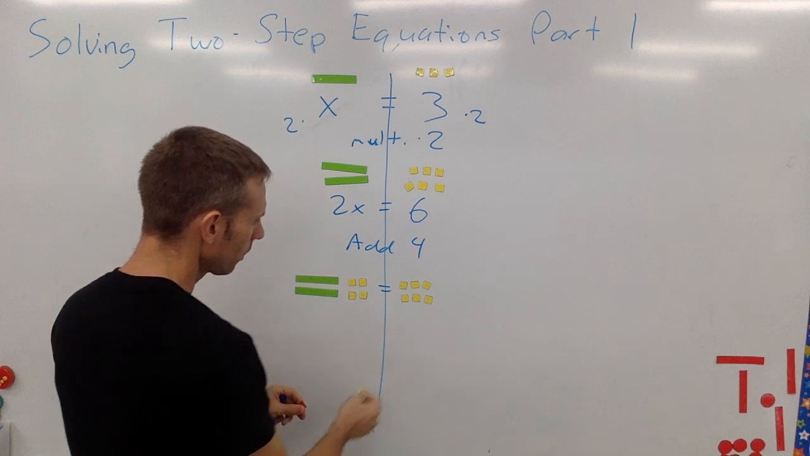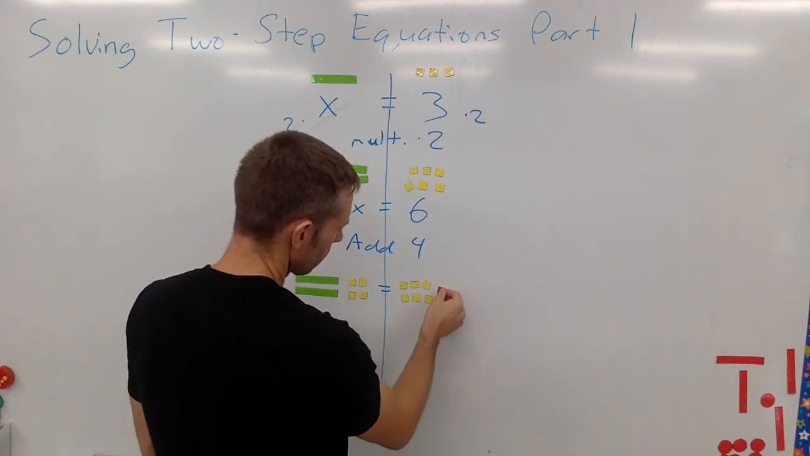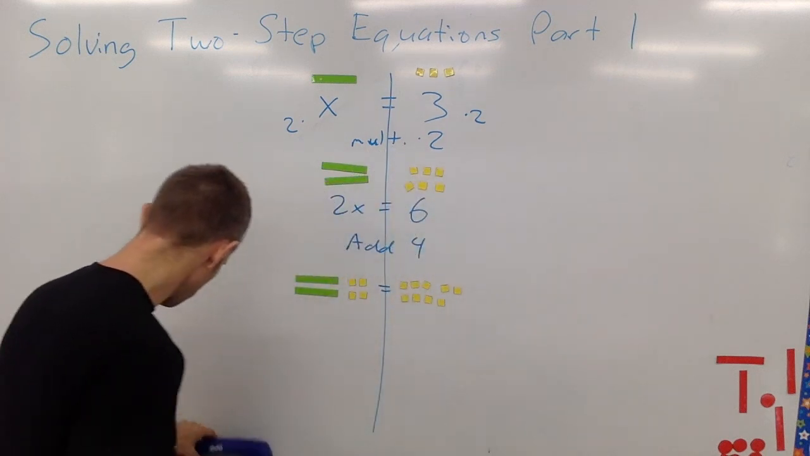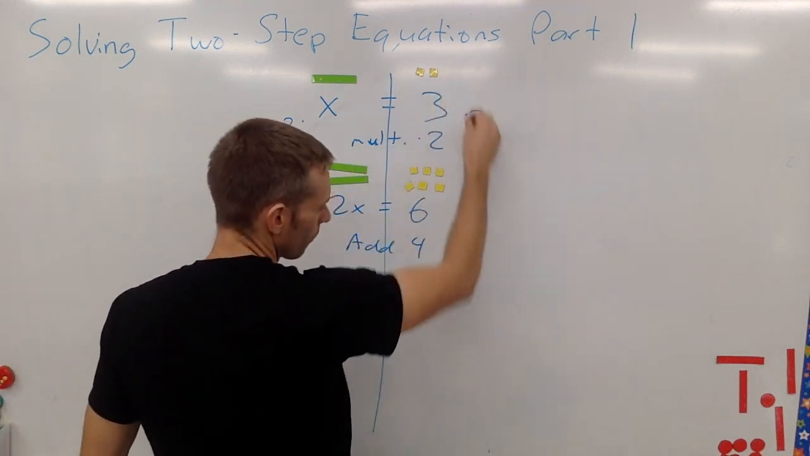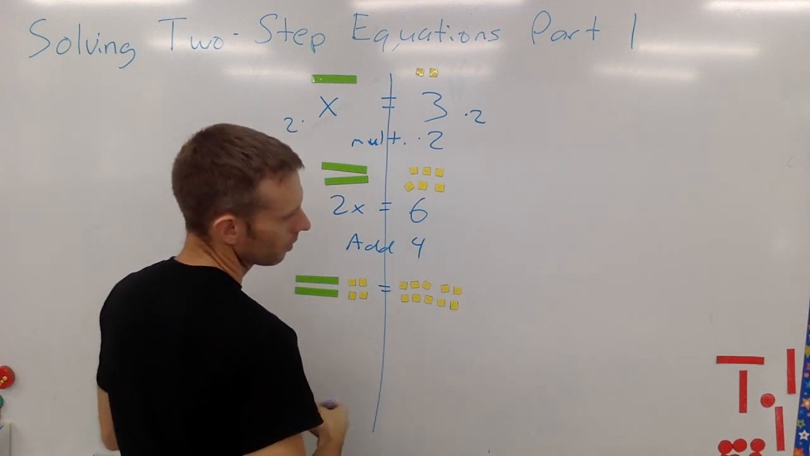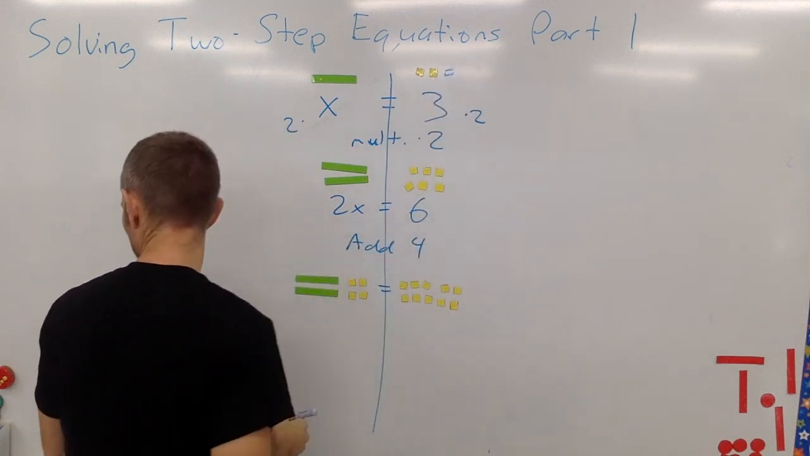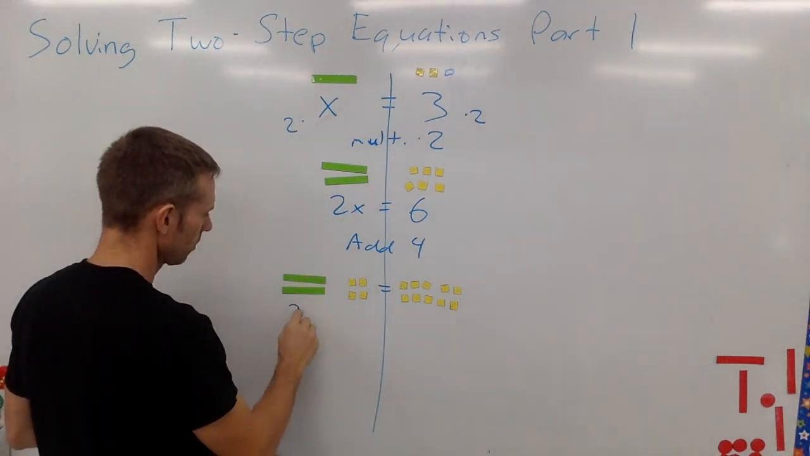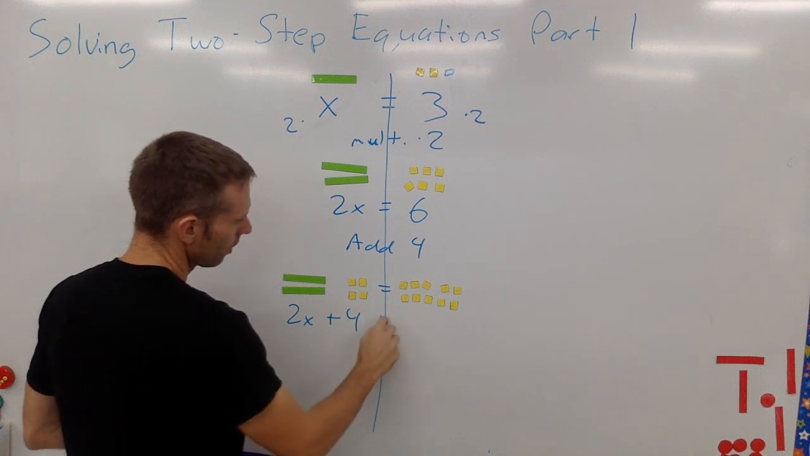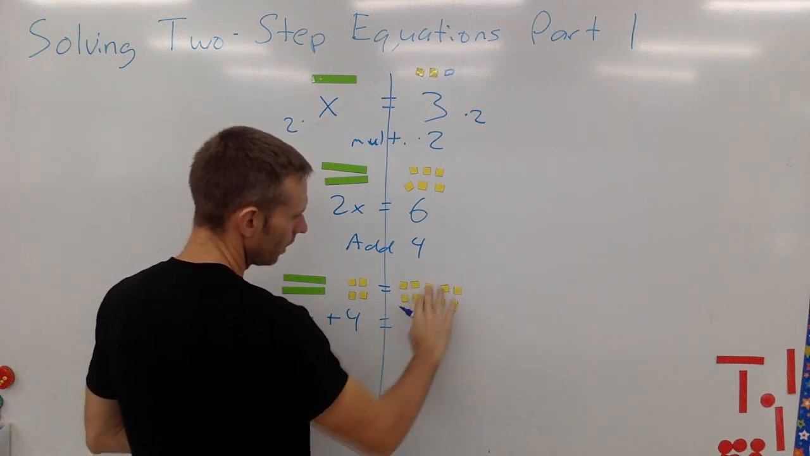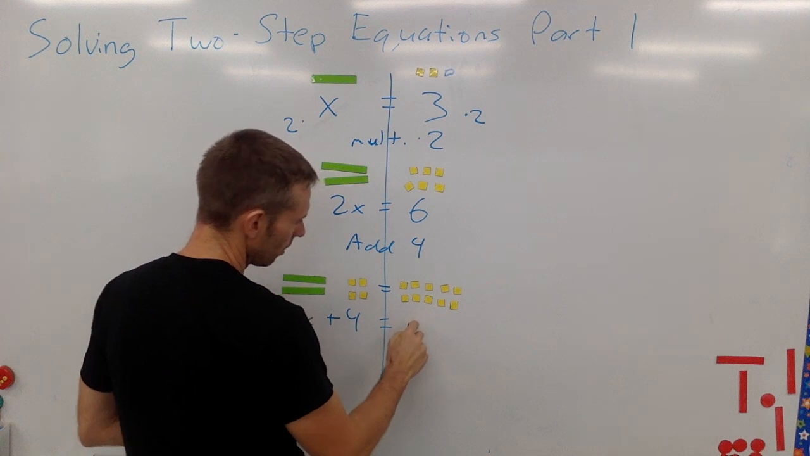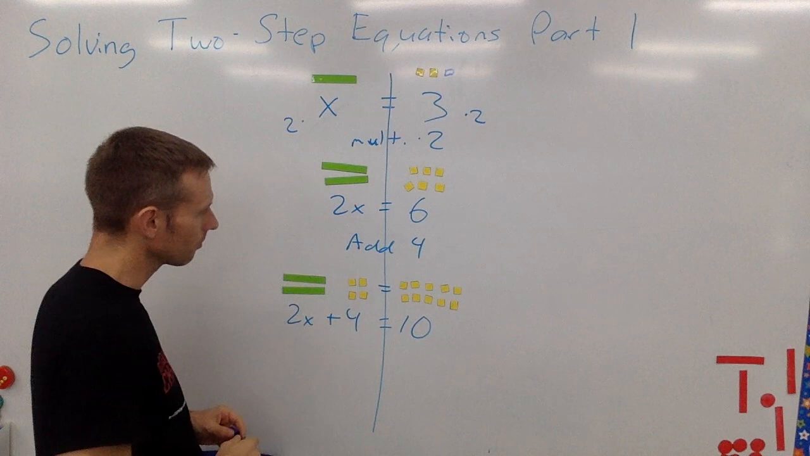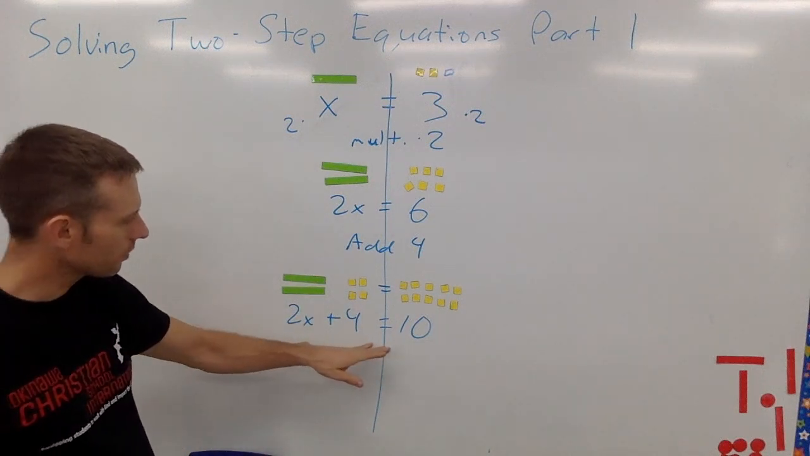I think I'm one tile short. 1, 2, 3. Ooh, one short, I'm going to borrow. I can pretend there's one. Okay, so now I have 2x plus 4, and over here, if I add all this up, I have 2, 4, 6, 8, 10. So we can see 2x plus 4 equals 10.